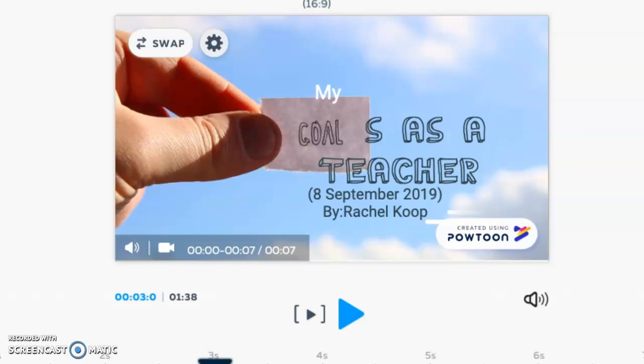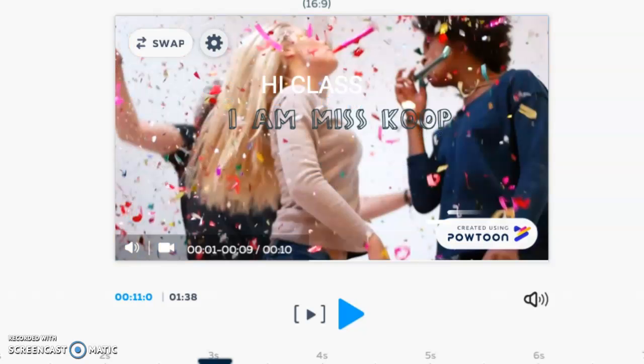This is the UDL I'm going to be talking about today. For this UDL, we use Powtoon, which kind of gives you a presentation slideshow along with movement for presentation. This one was on my goals as a teacher, and I created it on September 8th, towards the beginning of the semester. I did this project as if I was addressing my class for the first day.